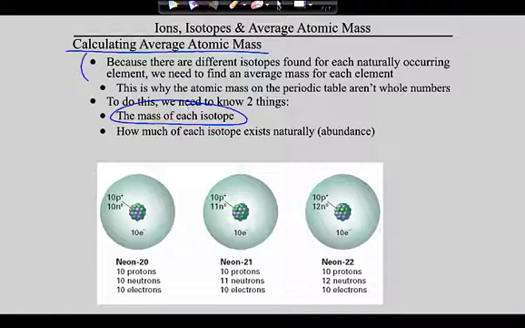And guys, this is interesting. In a neon sign, it actually sorts itself out this way: neon 20, 21, and 22. But guys, in a sample of neon, 90.5% of it is neon 20. And then 0.270% of it is neon 21, and then the remaining 9.3% is neon 22. Guys, this is the data that we need to figure out the mass of neon that's on the periodic table.